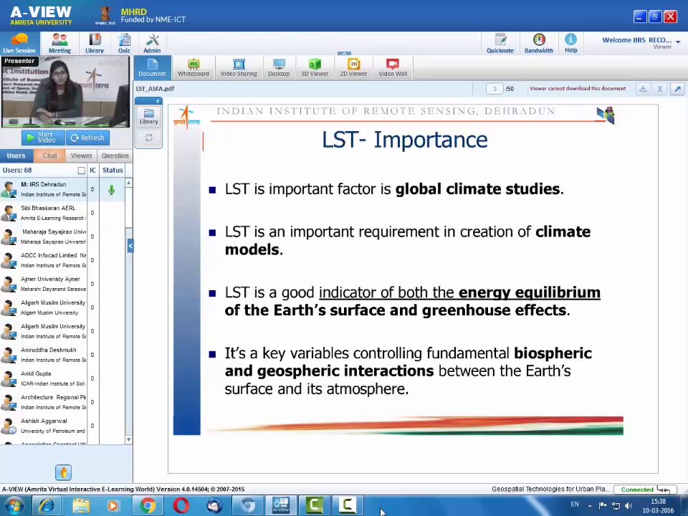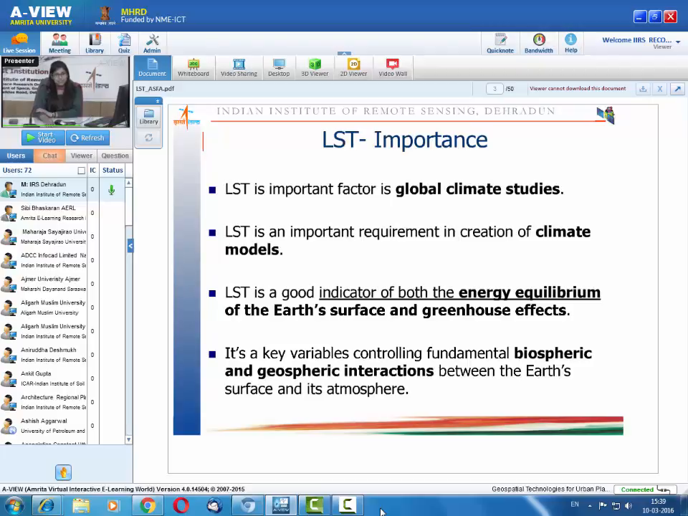LST is an important requirement in creation of climate models. Yes, as I said, climate studies are important and in the similar way climatic models are important. When I say climatic models, it simply means understanding today's scenario of the climate and forecasting what can be the probable in the times to come, in the future in general.